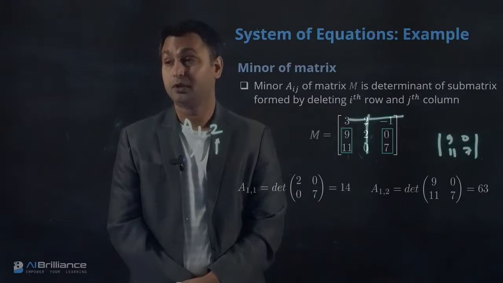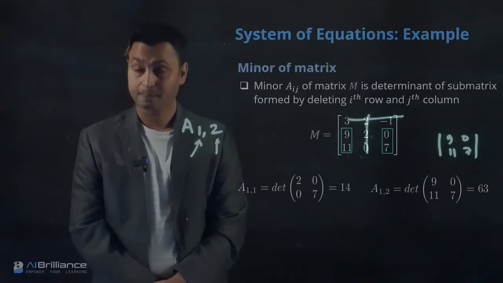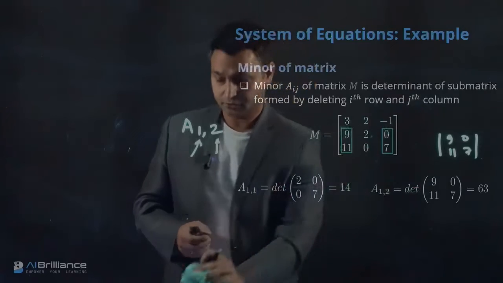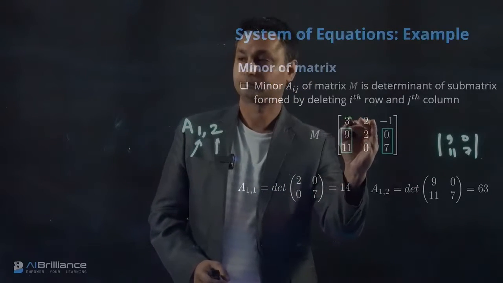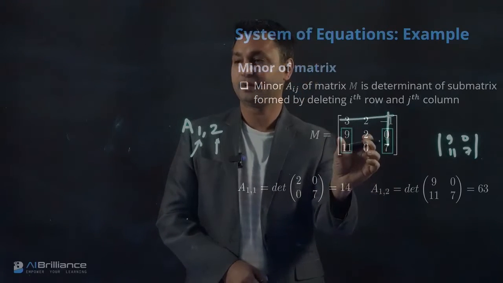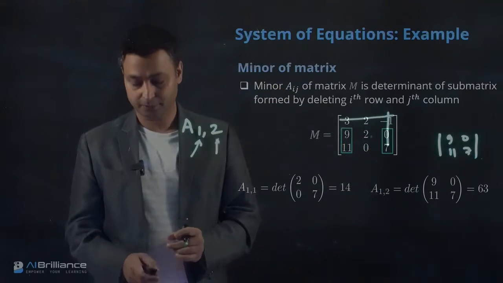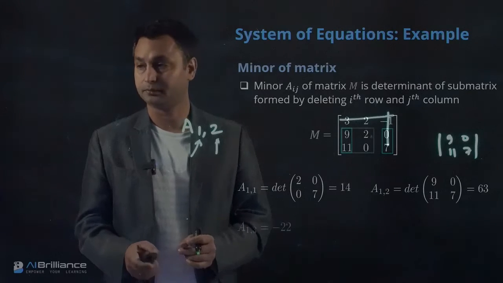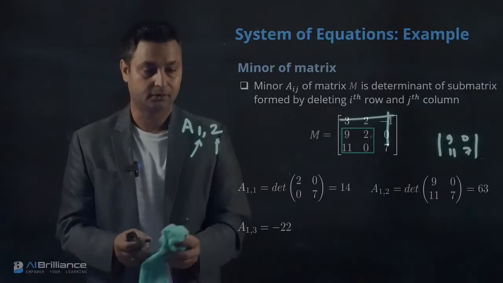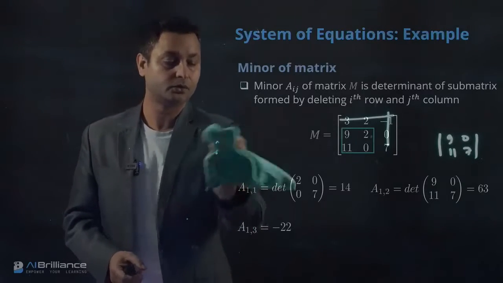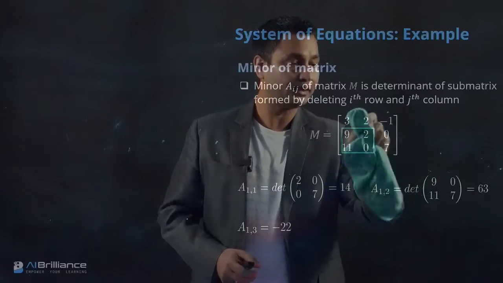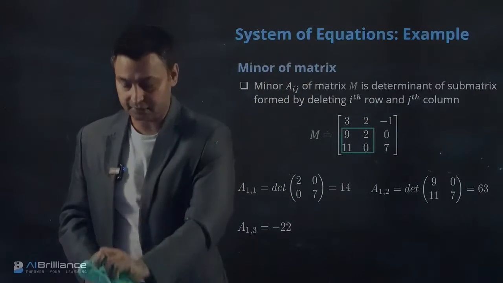Now if I need to move on, I need to compute A13. What do we need to do in order to compute A13? We eliminate the first row and the third column, and then we will have 9, 2 and 11, 0. That will help us in computing A13. If you simplify and solve it, proceeding as we have shown for the first two computations, you will see that the value will come out to be minus 22, and I leave that as an exercise that you can follow.